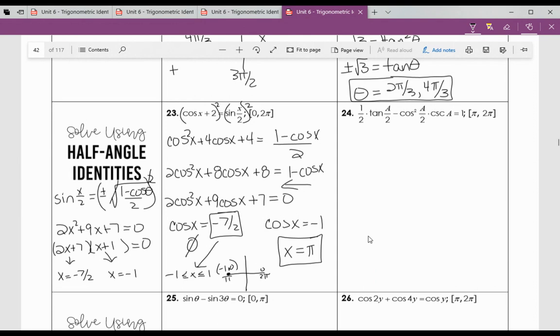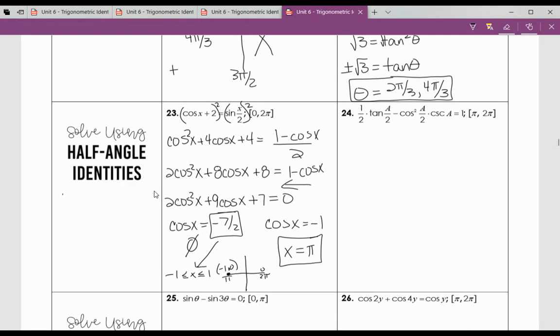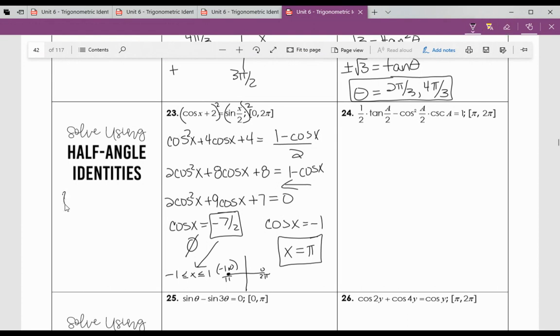All right. In number 24, I'm going to grab my half angle formulas. Tangent half angle has 3 variations to it, and I am going to use my favorite variation, which is the one with the monomial denominator. So when I look at my reference sheet, tangent half angle has 3 formulas, but the one I'm going to use is 1 minus cosine over sine.